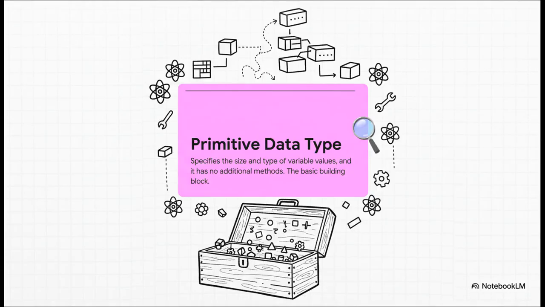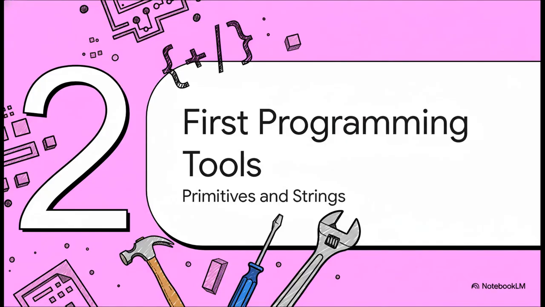Okay, so right at the very foundation, at the bottom of our toolbox, we have the primitive data types. You can think of these as the raw materials for programming. They're the atoms of our code, simple, essential, and the building blocks for literally everything else. So let's crack open that toolbox and check out our first set of tools.